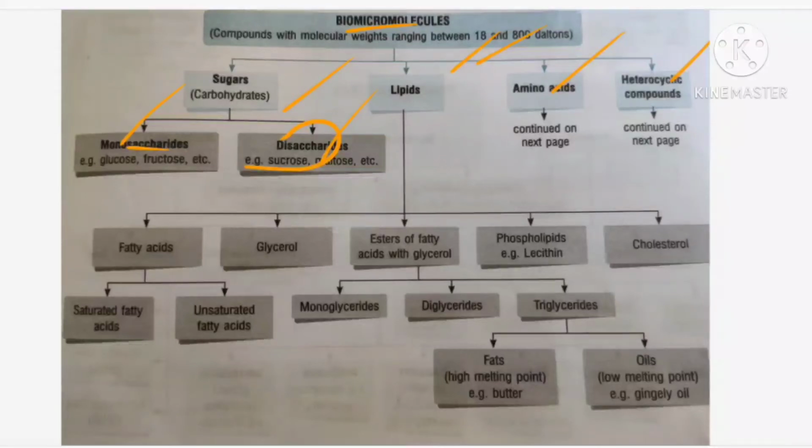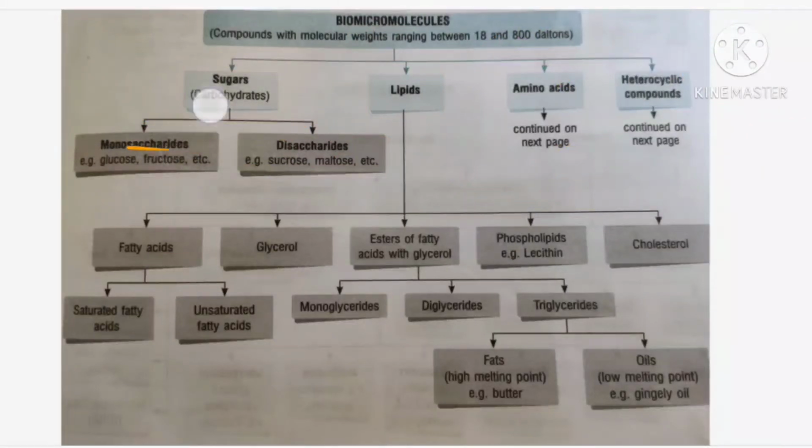For example, we have learned about proteins. What is the smallest form of protein? It is amino acids. When two amino acids combine together, they form a dipeptide. Like that, when many amino acids combine together, they form a polypeptide. This polypeptide is bigger, while amino acids are smaller. Like that, monosaccharides and disaccharides are smaller units, and polysaccharides like starch and glycogen are bigger units. So biomicromolecules deal with all the smaller units.